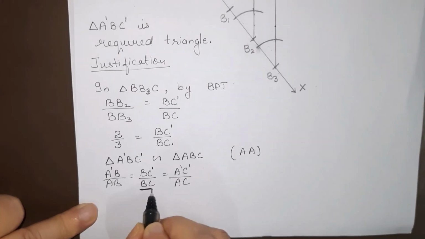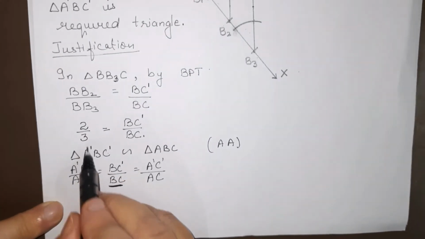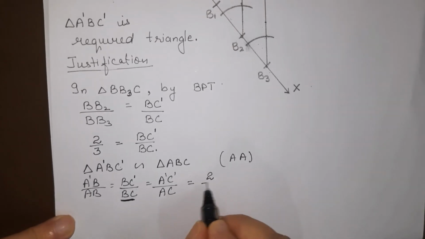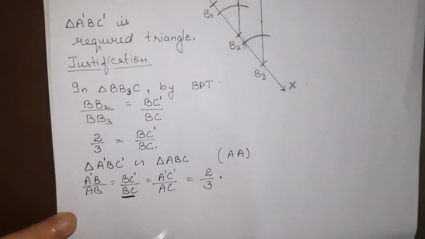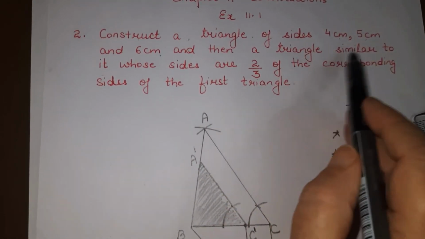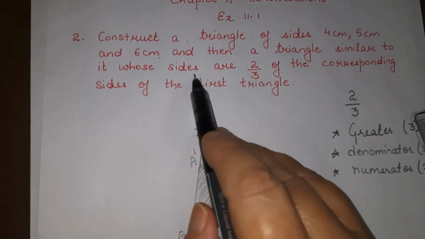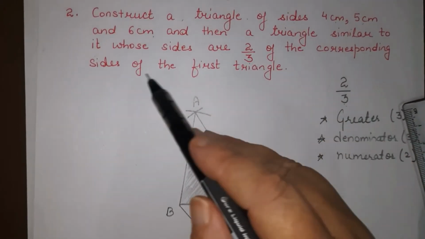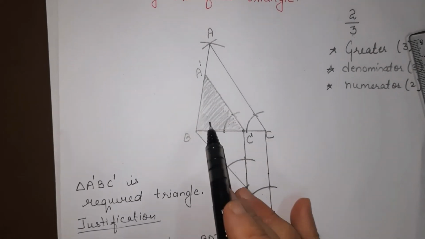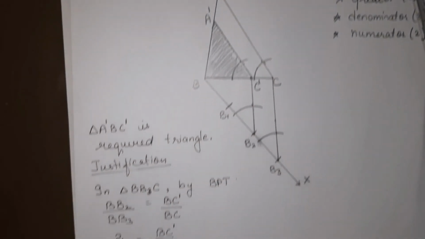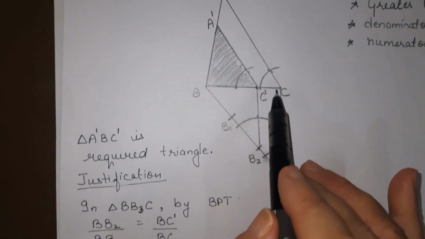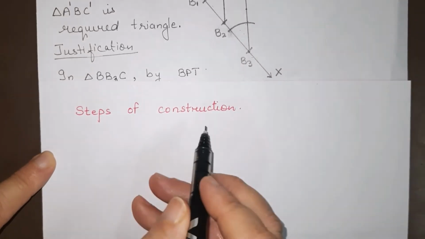But here you can see this ratio is 2/3. And all the three ratios are equal, so all of them are equal to 2/3. Now let's see the question once again. Construct a triangle, then a triangle similar to it, whose sides are 2/3 of the corresponding sides of the first triangle. So the triangle is similar to the given triangle and its sides are 2/3 of the sides of the given triangle. Let us now write the steps of construction.